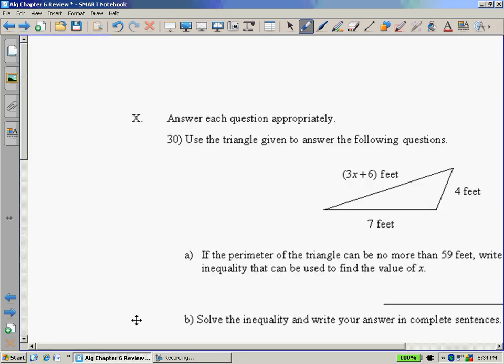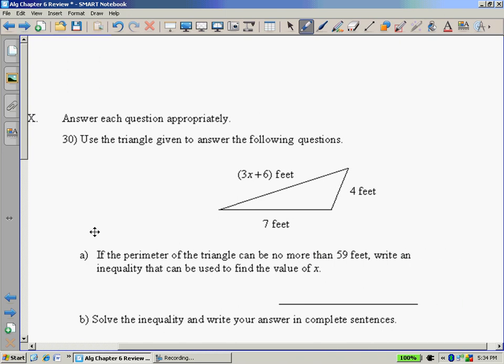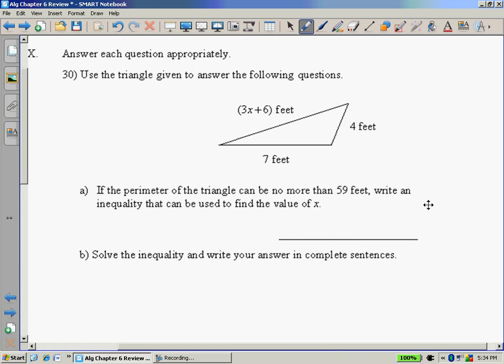Okay. Now we're going to get some practical situations. Use the triangle given to answer the following questions. If the perimeter of the triangle can be no more than 59 feet, write an inequality that can be used to find the value of x. Now, if it's no more than 59 feet, it could be less than or equal to 59 feet, because it could be no more than.